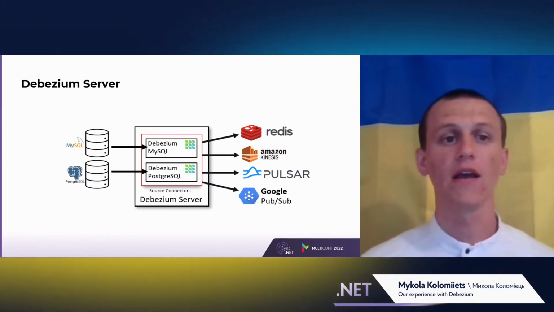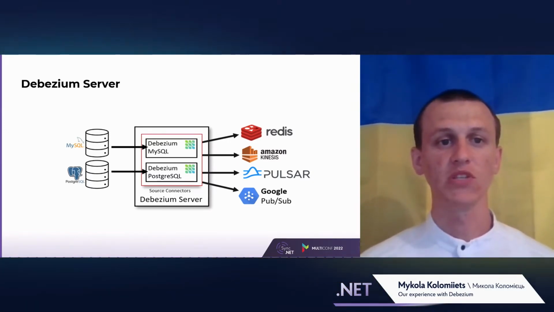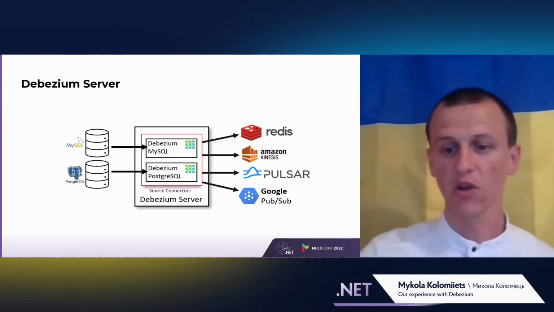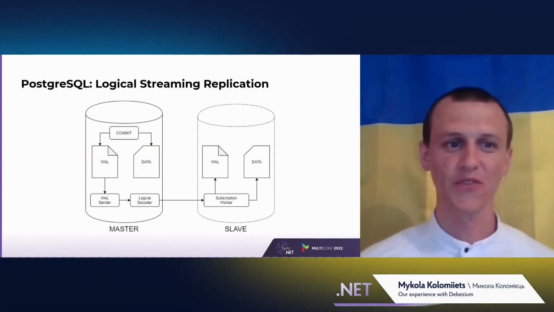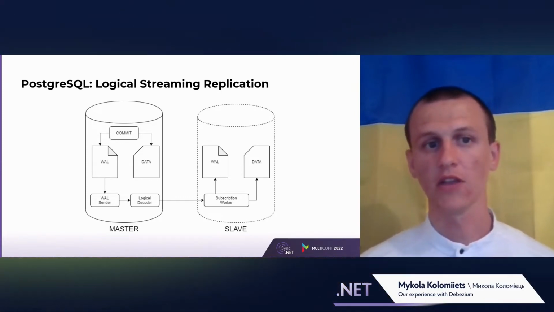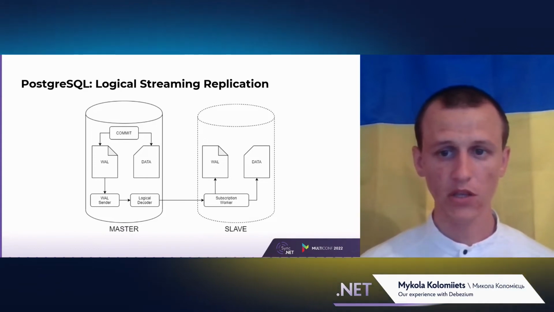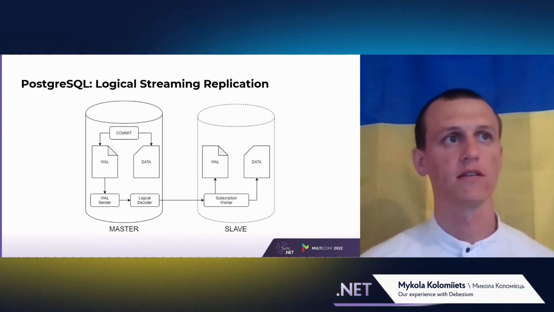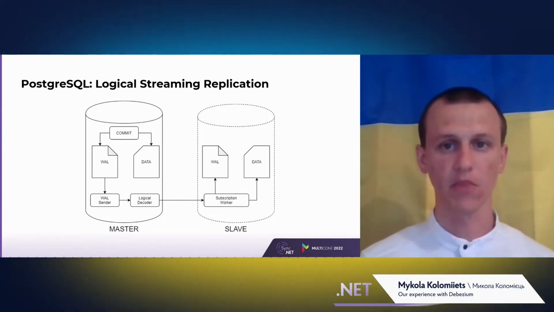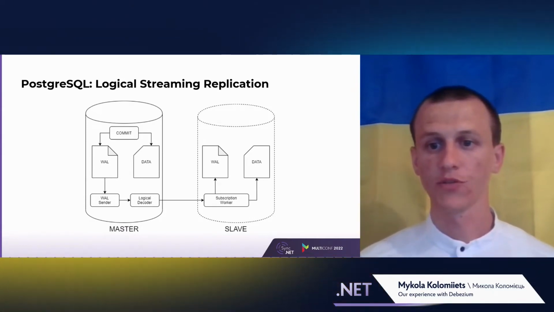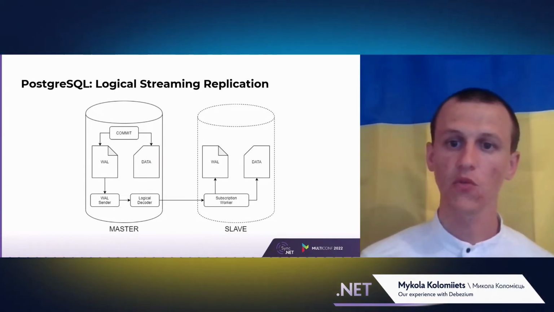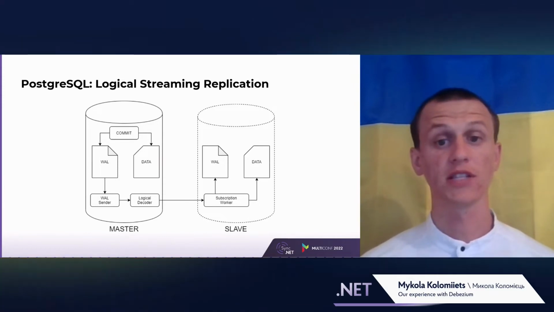And how Debezium is working, how Debezium is listening to changes in your database, is pretty simple. It uses logical streaming replication, if we are talking about PostgreSQL, of course. So Debezium is listening to logs used for replication on the database level. If you are using PostgreSQL and you want to start using Debezium for a Postgres database, you need to turn on logical streaming replication.